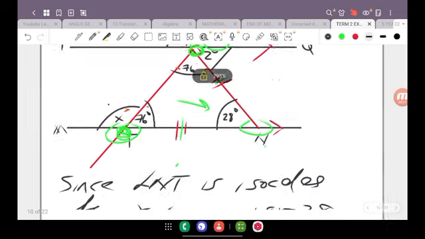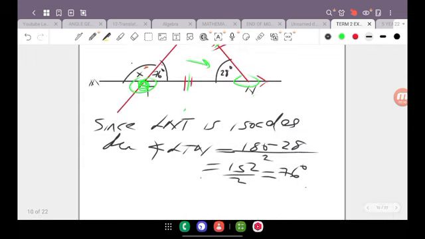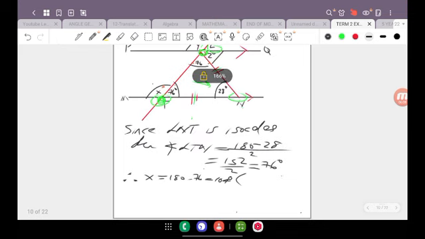Now, since that angle is 76, notice that it's very much adjacent to the angle X. So I can draw a conclusion and state that X is equal to 180 minus 76, which is equal to 104 degrees. And so a geometric reason for that would have been that angles at a point on a straight line measure 180 degrees.